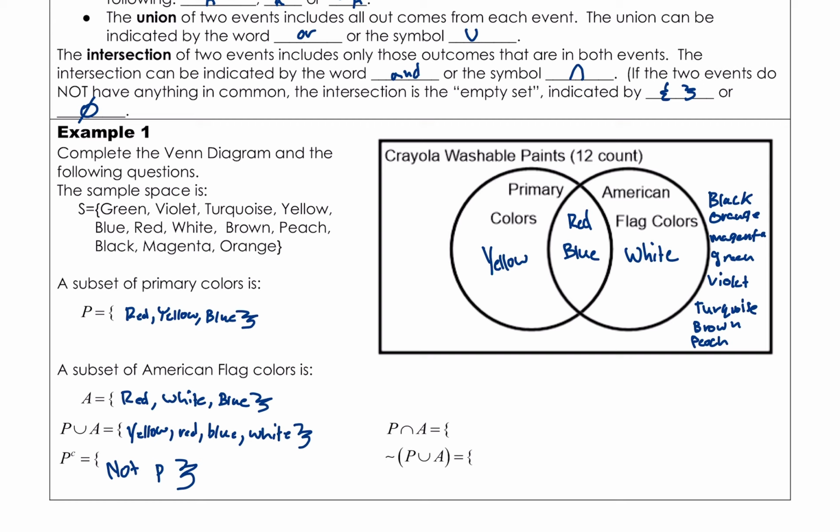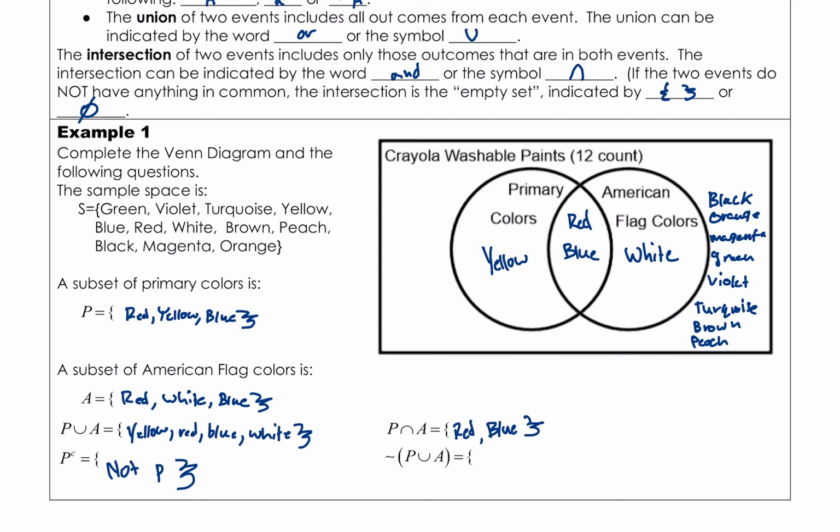Okay, now over here, it asks for the primaries intersecting with the American flag colors, P intersect A. So what do they share? Well, both of them have red and both of them have blue. So I can say red and blue, which I can also see by looking at my Venn diagram up above. The intersection, or the part they share, is red and blue.